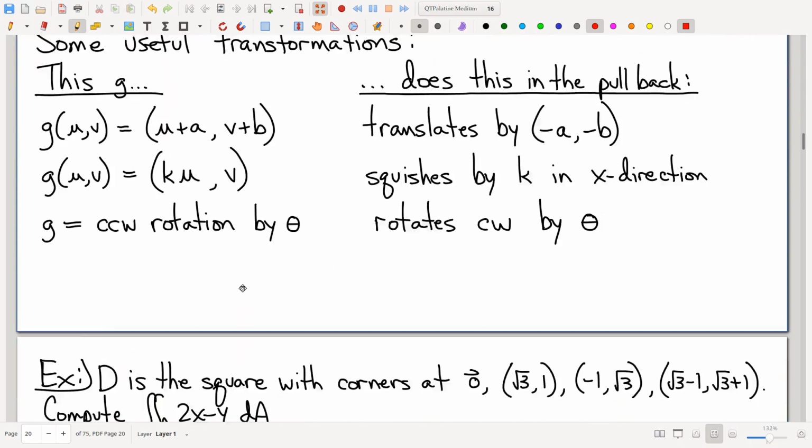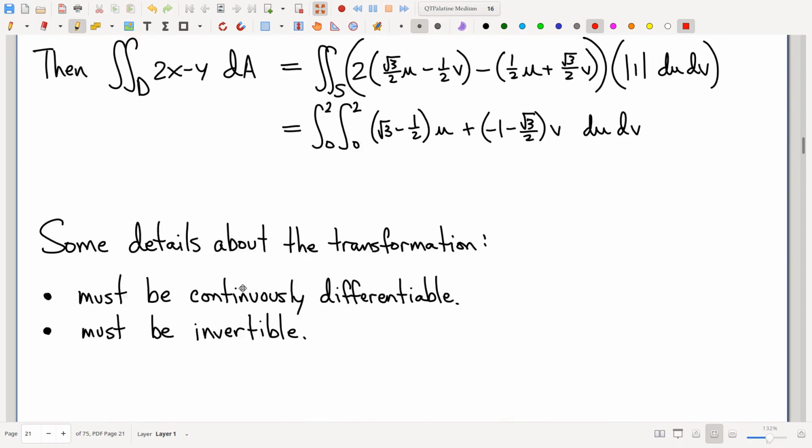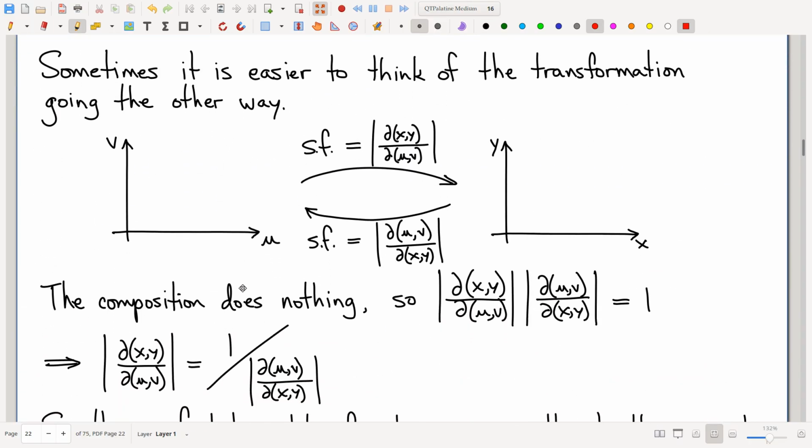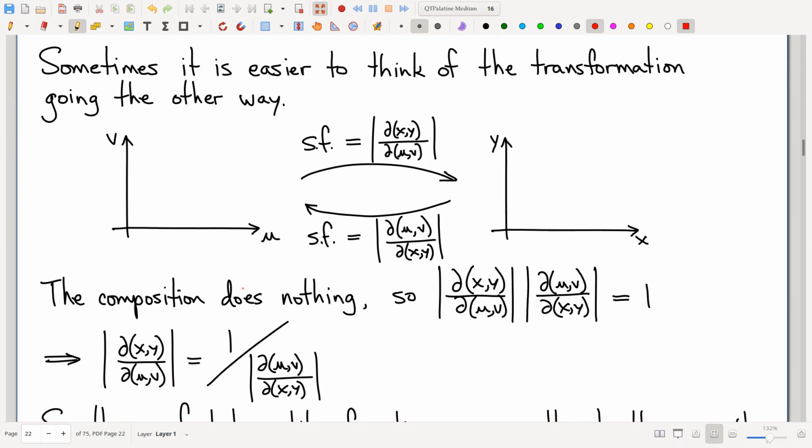Okay, so we did a couple of examples last time, and now I'm going to show you another scenario where this comes up, and where ultimately change of variables is going to be the tool that allows us to turn a hard problem into an easy problem.